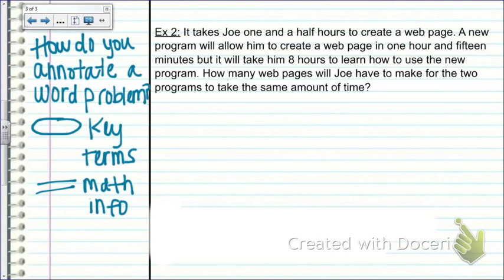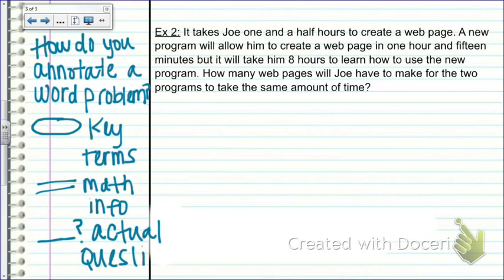And then if there's anything where the actual question is, we're going to underline it and put a question mark. So we're going to underline with a question mark the actual question, because sometimes it's not as obvious as in this problem that I gave you. You guys have been in some of those word problem scenarios where you have no idea what the heck the question's even asking you. So in this one, it's a little more obvious, but sometimes it's not. So you'll put an underline and then a question mark next to the actual question. So let's annotate this problem and then we'll work on solving it.